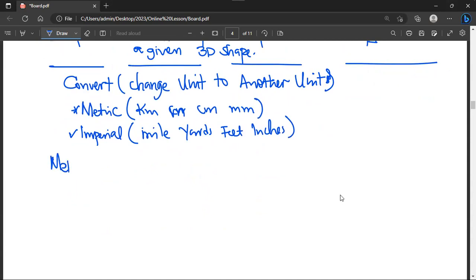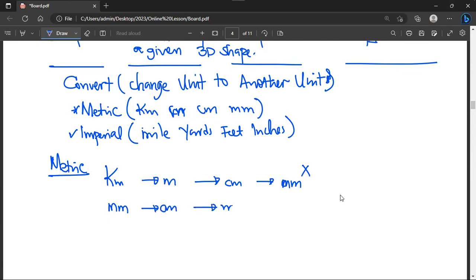Under metric, what I want you to remember is that it is so easy. For example, if you're converting kilometers to meters, afterwards to centimeters or millimeters, as long as you're tending towards your right-hand side, you will always multiply. But if you're from the left, which is millimeters, centimeters, to meters, to kilometers, you'll always divide.